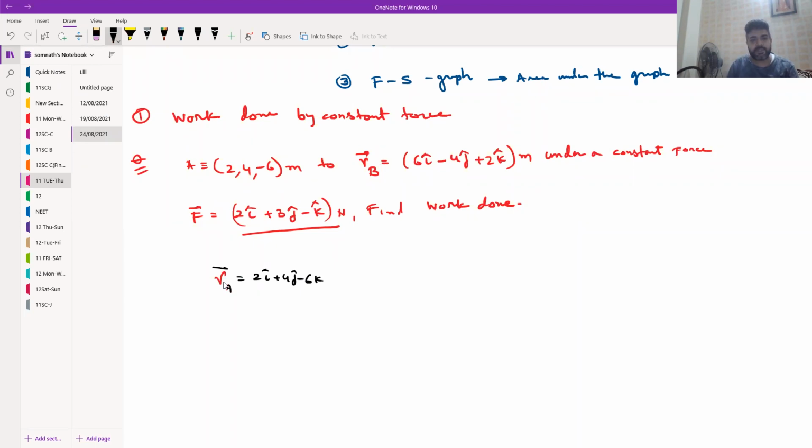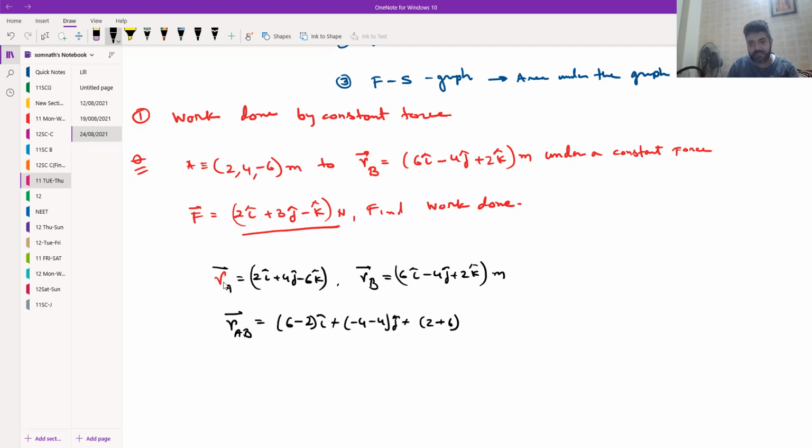RA = 2i + 4j - 6k, and RB we can write 6i - 4j + 2k meters. So what is my R of AB? My R of AB is final position minus initial position: (6 - 2)i + (-4 - 4)j + (2 - 6)k. So how much is that? 2i - 8j + 8k.